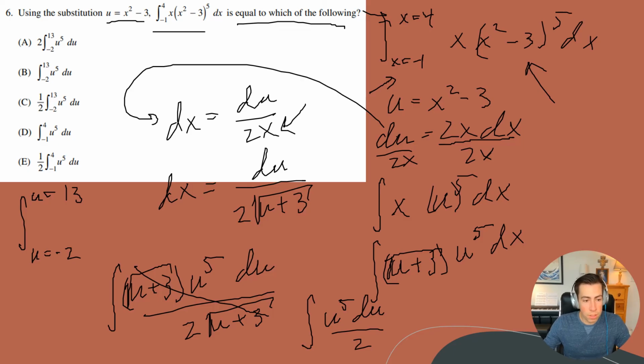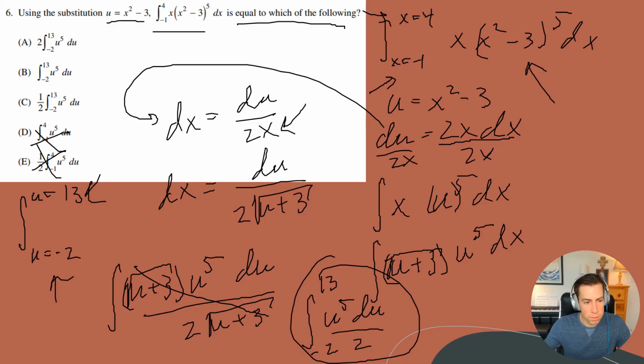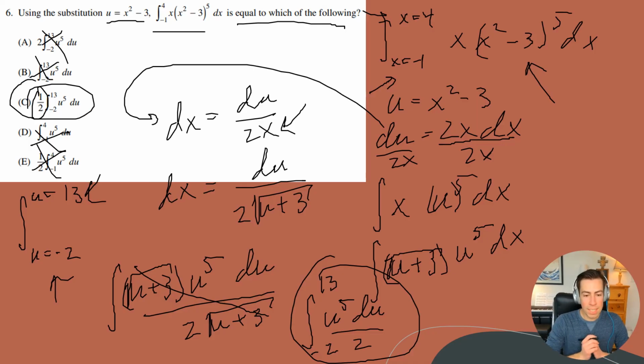And all I have to do now is add the two limits that I've already calculated. So it's going to be from -2 to 13. So that is going to be my final answer. And let's see if we have that as an answer choice. This one's wrong because we didn't fix our limits, so we can cancel that one out. And these ones are wrong because we need that 1/2 at the front. So therefore, the correct answer choice is going to be C.